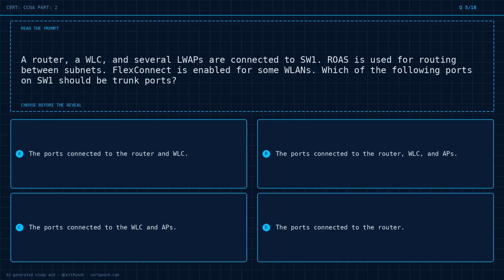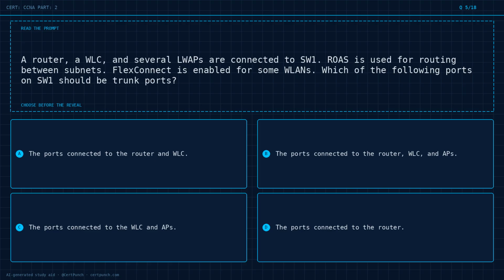Question 5 of 18. A router, a WLC, and several LWAPs are connected to SW1. ROAS is used for routing between subnets. FlexConnect is enabled for some WLANs. Which of the following ports on SW1 should be trunk ports? Option A, the ports connected to the router and WLC. Option B, the ports connected to the router, WLC, and APs. Option C, the ports connected to the WLC and APs. Option D, the ports connected to the router.